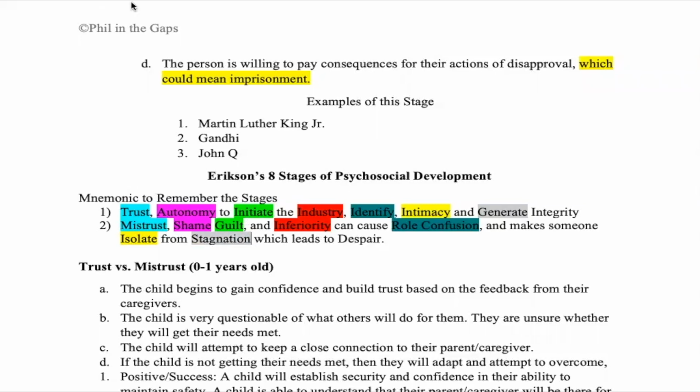Because if somebody has had mistrust, they feel shame about who they are, they feel guilty asserting themselves, they feel inferior, they're confused about who they are, they've isolated themselves, they will then feel stagnant or behind other individuals that are at the same point in life.